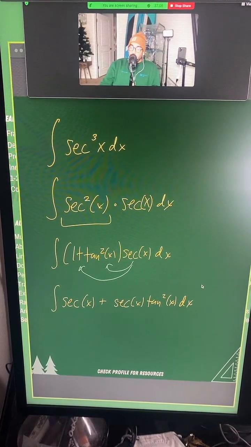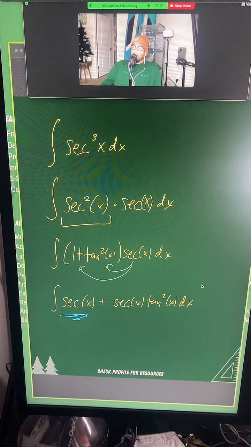Okay. At this point, we're not even going to worry about that integral of secant x. We should just have that one memorized. There's a whole proof for that. We're not even going to worry about that today, okay? But we know for sure that first integral is going to be just natural log of secant x plus tan x. But let's talk about this next one.